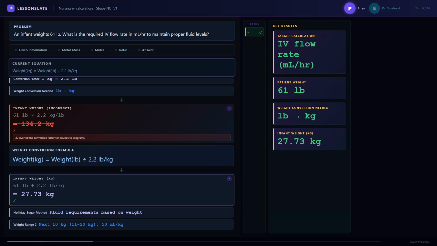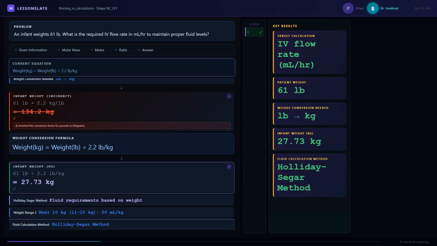Okay, so for infant fluid requirements, I think we use the Holliday-Segar method, right? It's something like 100 milliliters per kilogram for the first 10 kilograms, then 50 milliliters per kilogram for the next 10 kilograms after that. I'm not entirely sure about the amount for weights over 20 kilograms, though. Do we still use 20 milliliters per kilogram for that part?